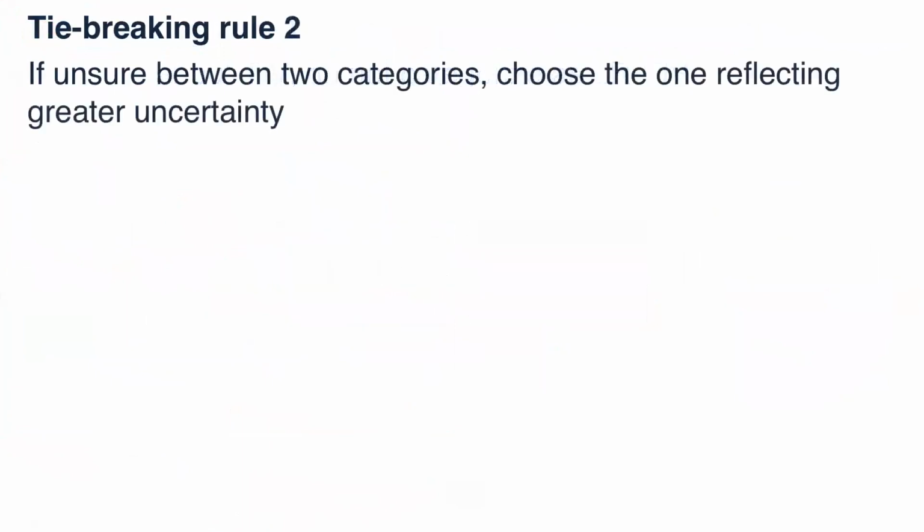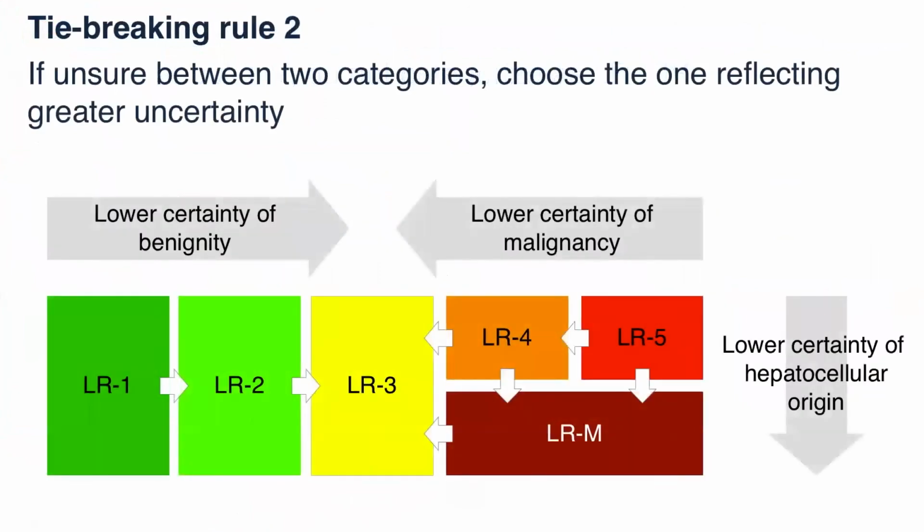Similarly, if you're unsure between two categories, choose the one reflecting greater uncertainty. So if you're not sure between a 1 and a 2, choose a 2. If you're not sure between a 2 and a 3, choose a 3, because you're moving away from benignity. On the other hand, if you're not sure between a 5 and a 4, pick a 4. If you're not sure between a 4 and a 3, pick a 3, because now you're moving away from malignancy.